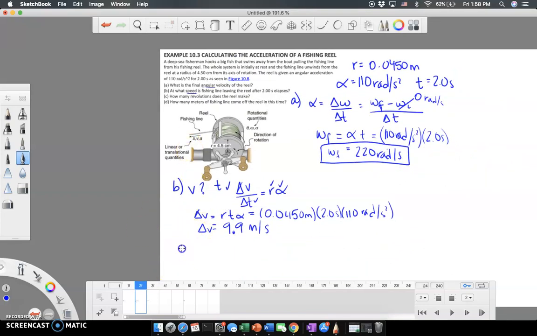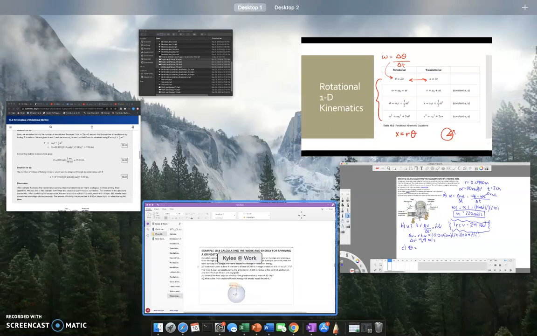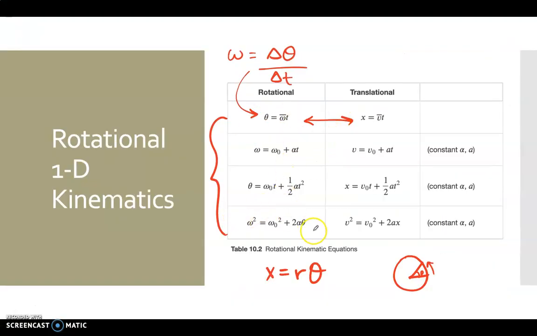Okay, so part C, we want to know the revolutions that this makes. So we're looking for some kind of angle. Remember that one revolution is equal to 2 pi radians. We looked at that in the last problem. So we need some kind of equation to relate our radians to something else that we have. So let's go ahead and look at our kinematic equations.